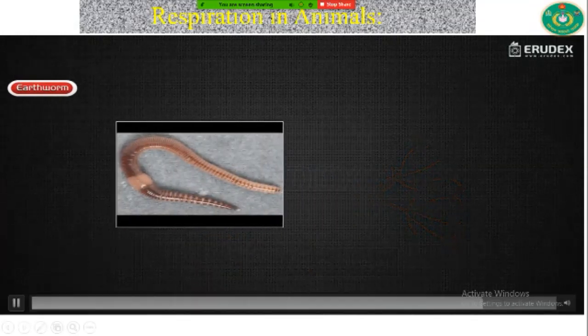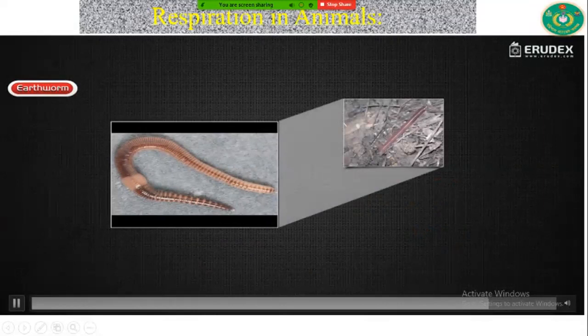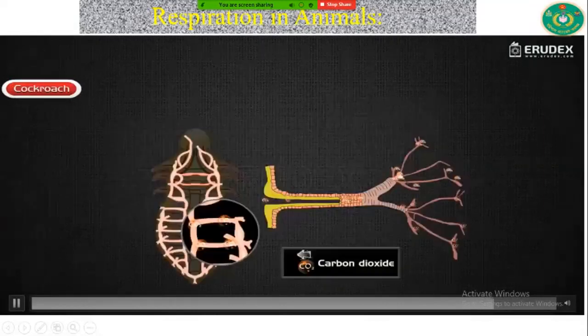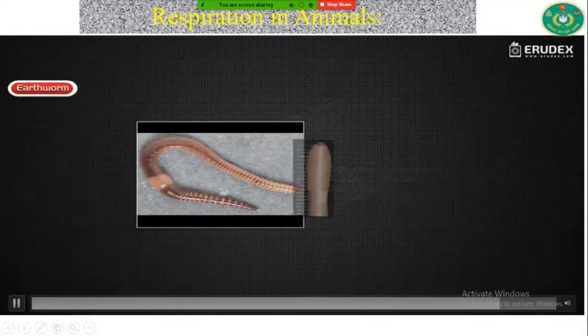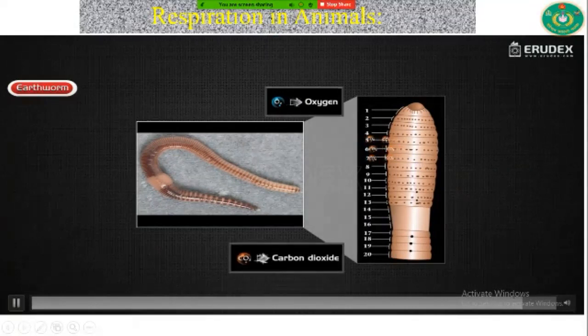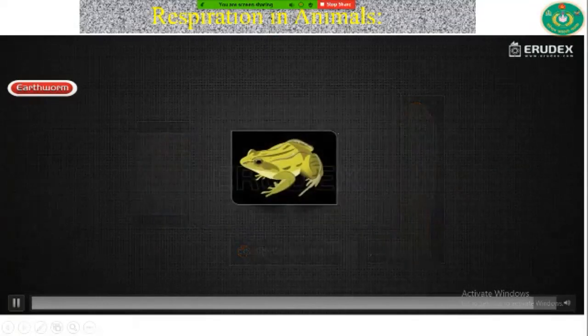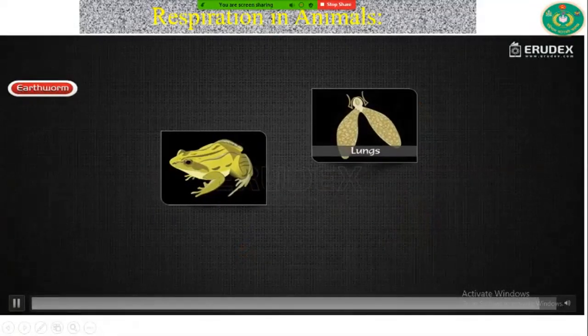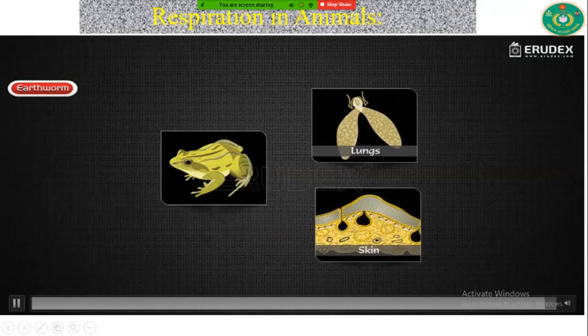Earthworm. Earthworms are slimy crawling annelids which live in the soil. Skin of earthworm is slimy and moist. Gases get exchanged through this slimy skin. Frogs, though they possess a pair of lungs, can also breathe through their moist skin.